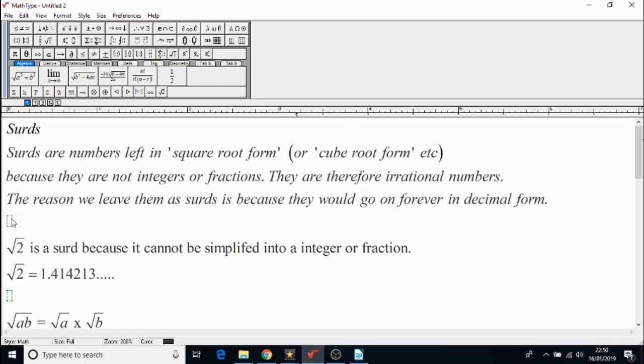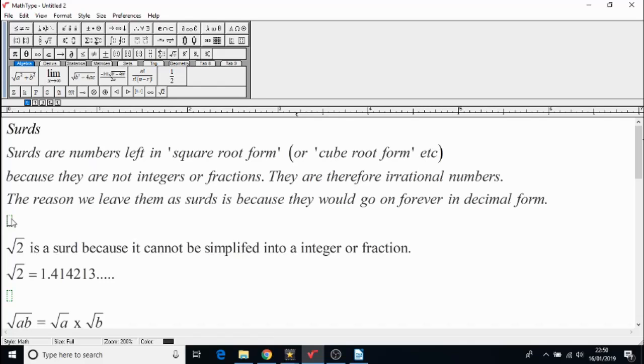As you can see, if you key the square root of 2 into a scientific calculator, you get 1.414213 going on and on. Whereas the square root of 4 is not a surd because the square root of 4 is equal to 2. That is an integer, a whole number.